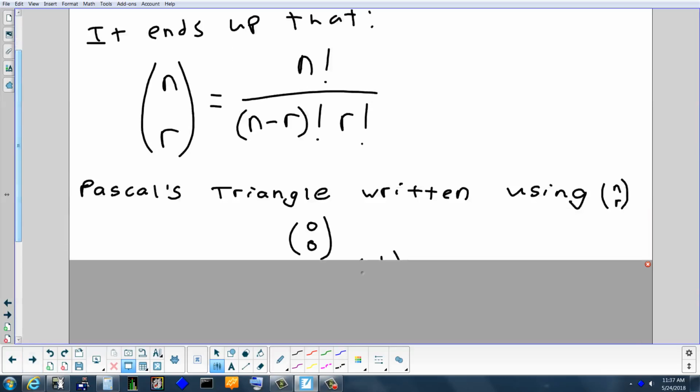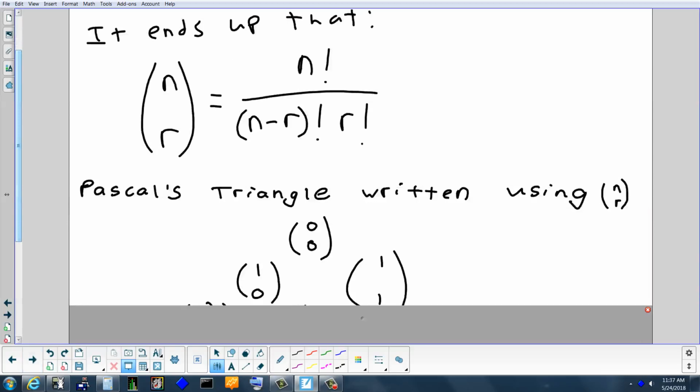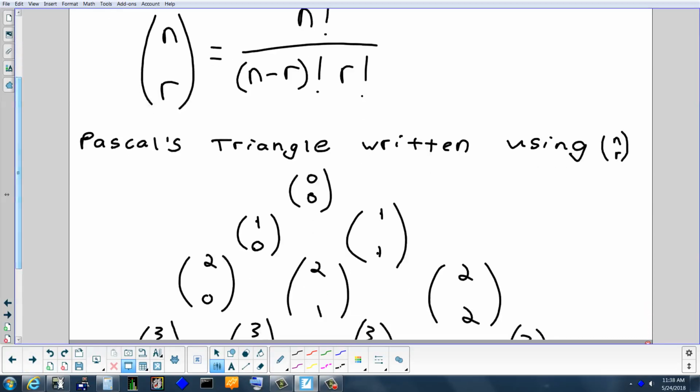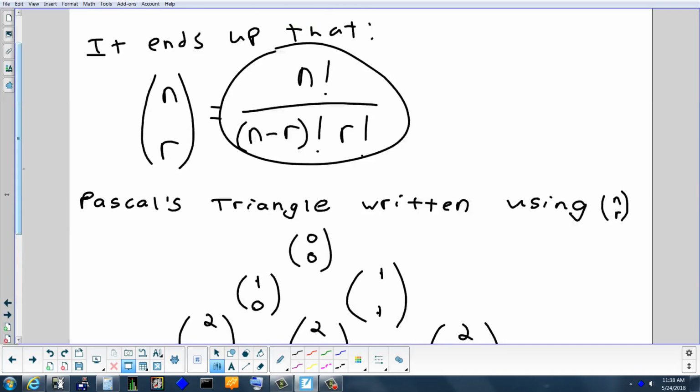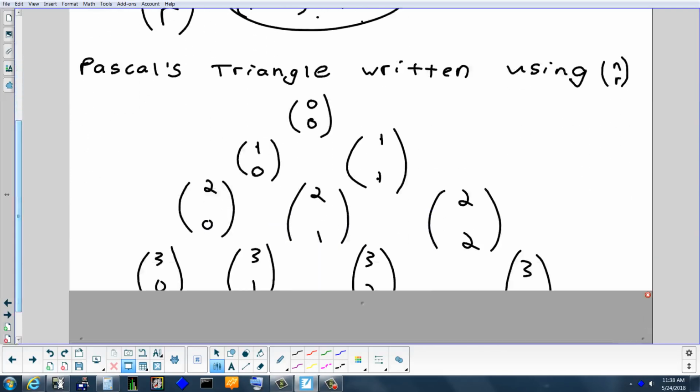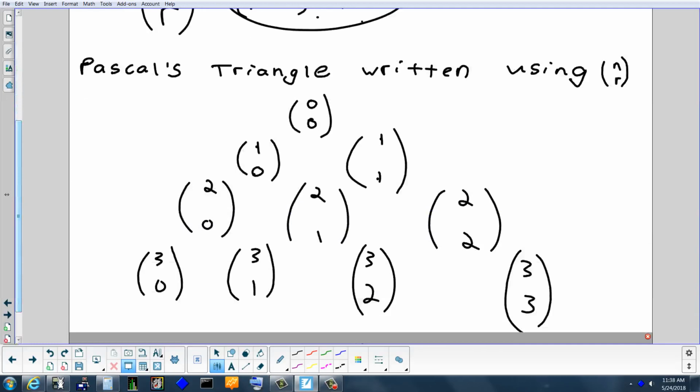So here's Pascal's triangle written with the n choose r notation. That's what I just had on the other page. Row 0, column 0. Row 1, column 0, row 1, column 1. Row 2, column 0, row 2, column 1, row 2, column 2. And you can calculate any one of those numbers you want by using that formula. Now, I probably would not use that formula for these rows, because most people have these rows memorized. 1, 1, 1, 1, 2, 1, 1, 3, 1. You know, it's quicker just to know them.